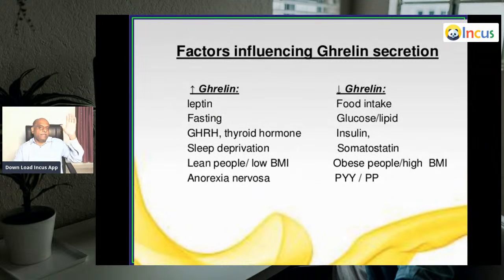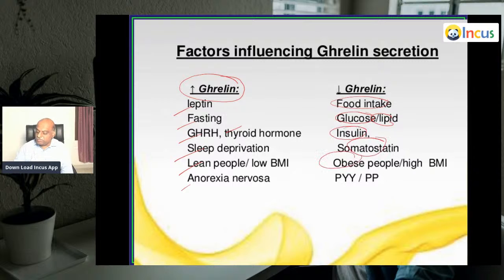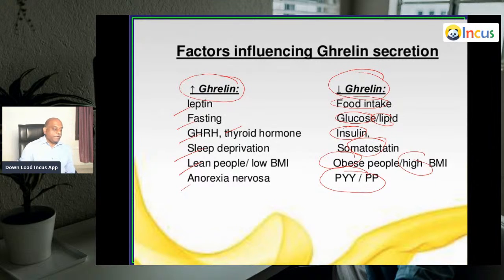What increases the ghrelin? What decreases the ghrelin? Leptin, fasting, GnRH, thyroxine, sleep deprivation, lean people, low BMI, anorexia increase ghrelin. Food intake, glucose, lipid, insulin, somatostatin, obese people, high BMI, PYY decrease the ghrelin. That's what you need to remember.